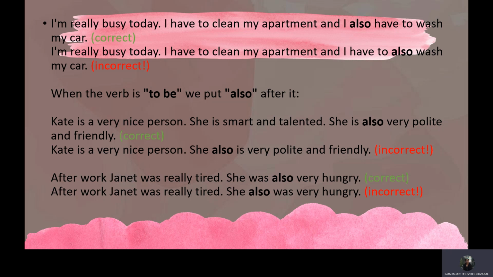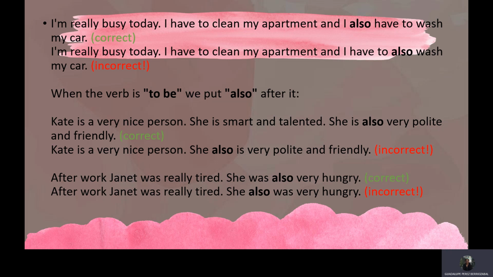And then we have: after work, Janet was really tired. She was also very hungry. As you can see, also is after the verb be conjugated in the third person, in the past. And: after work, Janet was really tired. She also was very hungry. This is not correct because also is before was.